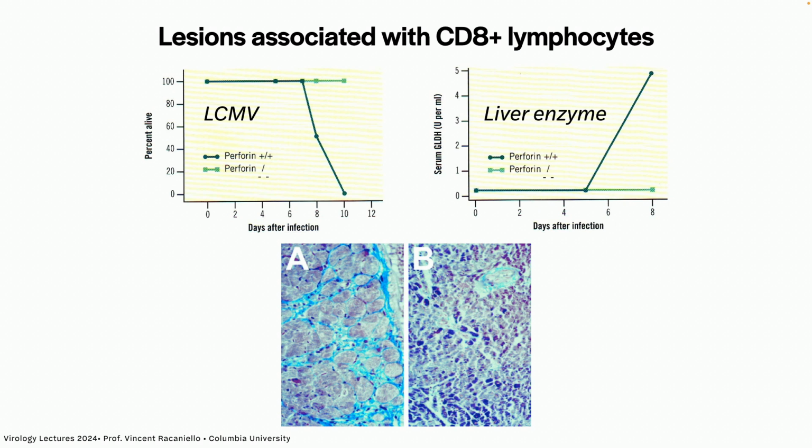So normally your liver enzymes should be in the liver. They should not be in your blood at certain levels. If they are, it's a sign of liver damage. So we use this in many virus infections that target the liver.